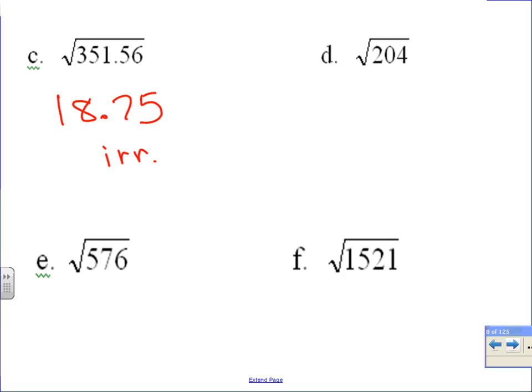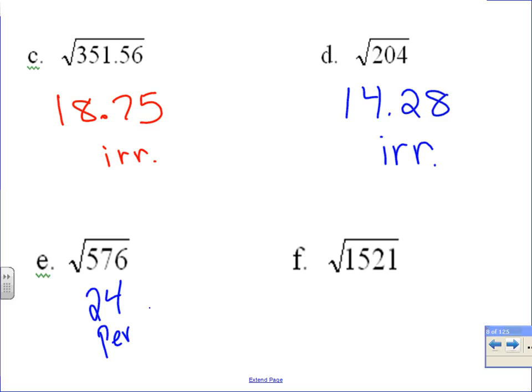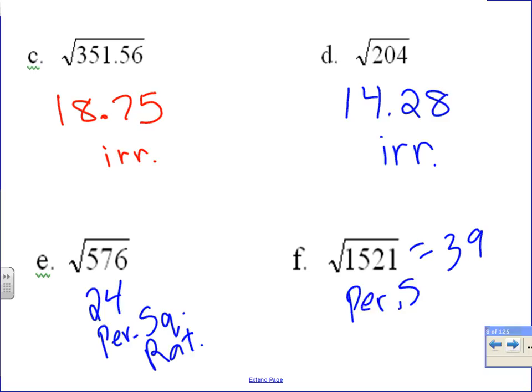Okay, Drew, letter D. What's the perfect square, and is it rational or irrational? Good. Ray, letter E. Good. Perfect square. Rational or irrational? Good job. So perfect square, rational. Skylar, letter F. Good. Perfect square. Rational or irrational? Good job. Perfect square and rational.